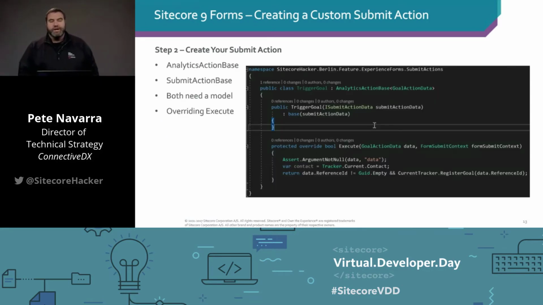Step 2 is we're going to actually create our submit action. Now, you'll notice on the previous slide, we had a model type. I'll flip back to model type. Model type is really going to be the exact code, not the library, the exact code, where you're going to create your submit action.